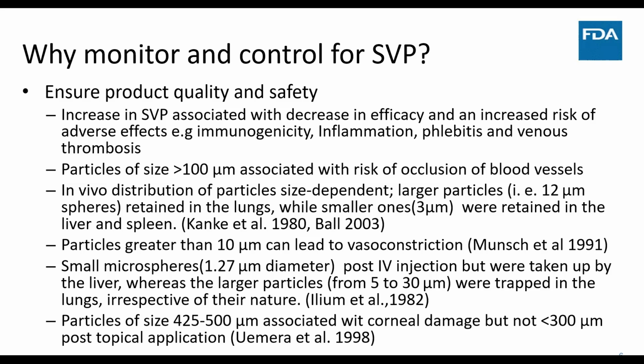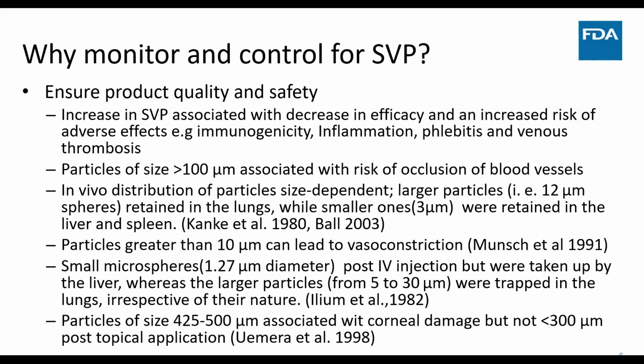The points listed down here point to some of the impact of the particle size on the type of safety concerns that were raised. Biodistribution of particles was reported to be site-dependent, with larger particles, about 12 microns, being retained in the lungs, while smaller ones were retained in the liver and the spleen. Particles greater than 10 micron had been associated with vasoconstriction in the past. Small microsphere particles post-injection were taken up by the liver, whilst larger particles were traveling to the lungs, irrespective of their nature. Now, this study was conducted in mice.